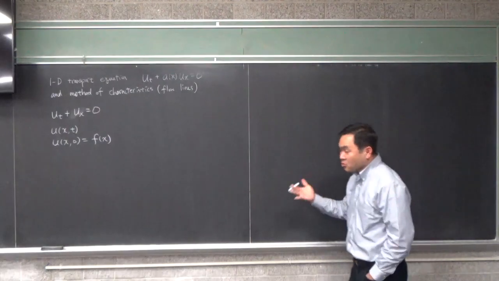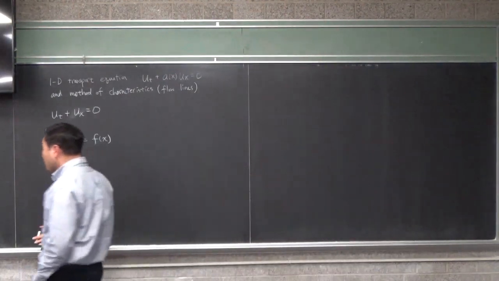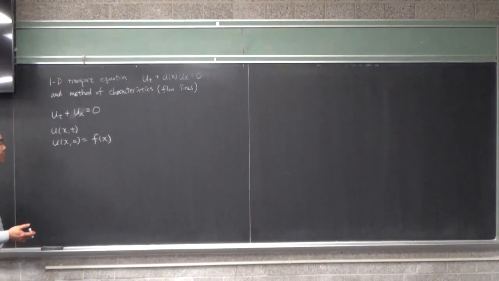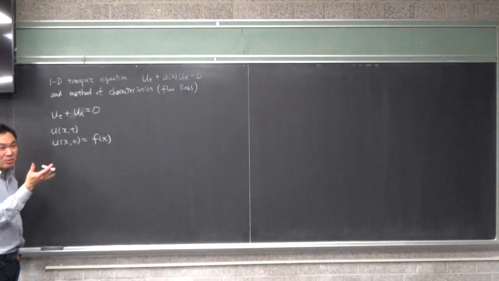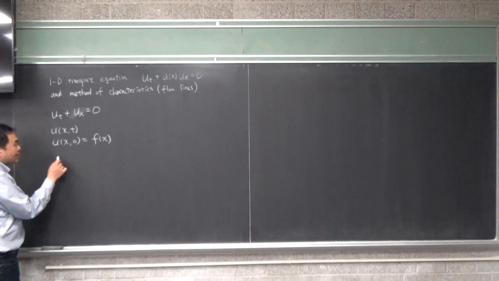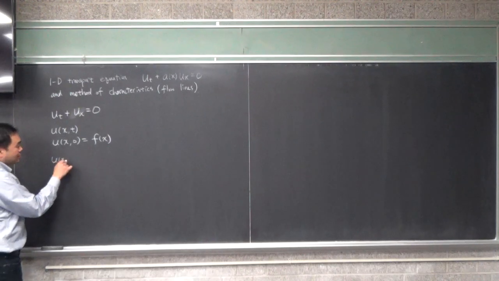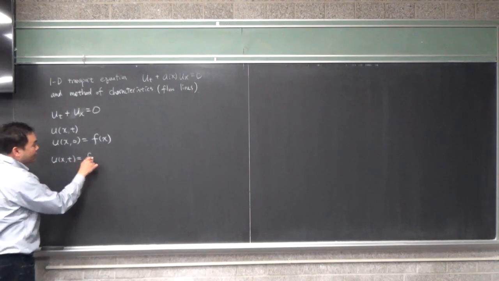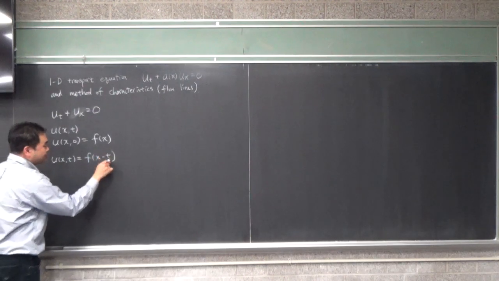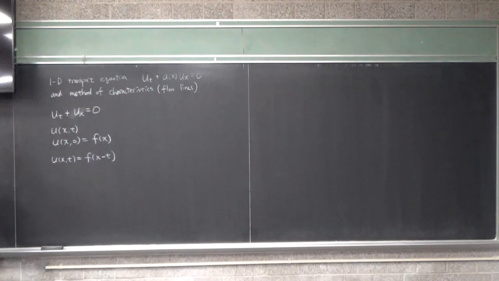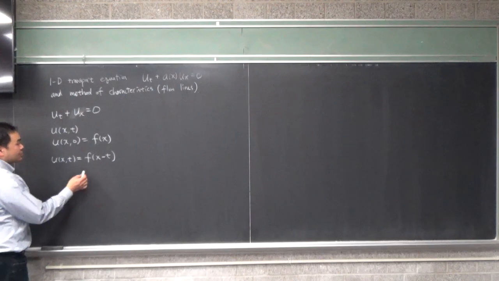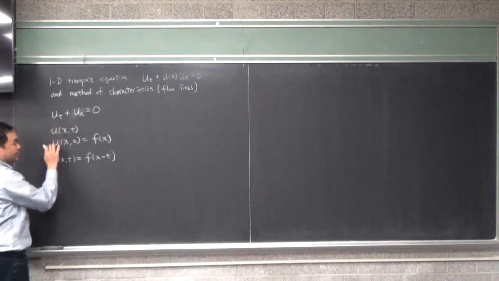Now, this can also be solved by using the method of characteristics, but for this, it's easy enough that you can just check that the following is the solution. So just say that u(x,t) is f(x minus t). If you have that, then let's see what happens if you plug this in here.